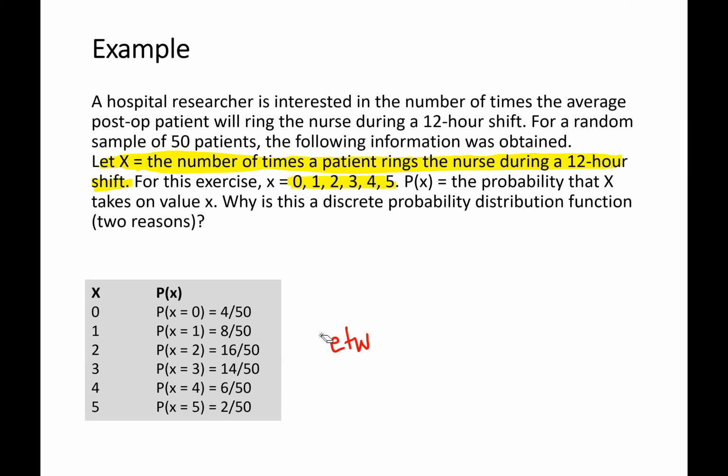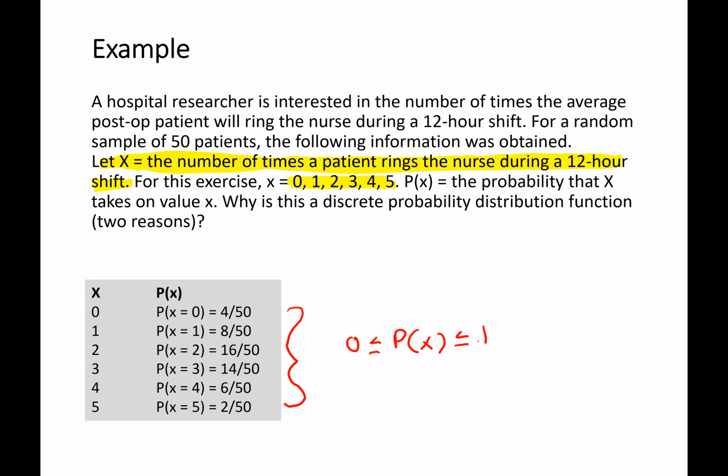Actually, the way we could write this, let's use a little algebra. Our variable P of X has to be between 0 and 1 inclusive, so P of X is greater than or equal to 0 and less than or equal to 1. So the probability that our discrete random variable can take on any of these 6 values has to be between 0 and 1. Are all those between 0 and 1? Yep. So none of those probabilities are less than 0 or greater than 1. So that criteria is met.